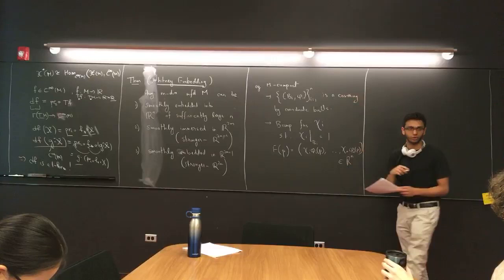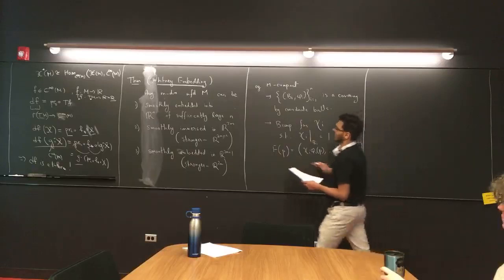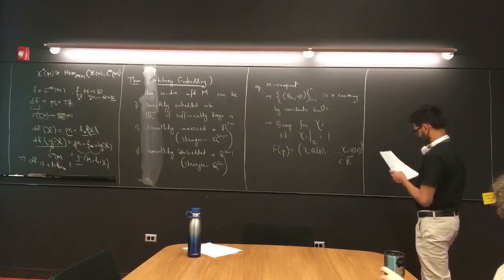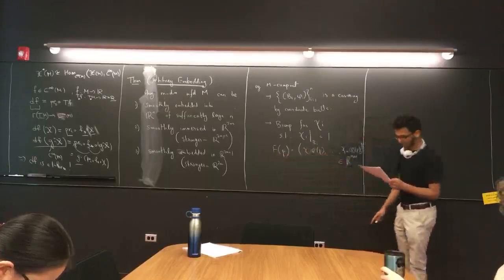This doesn't show that the number of coordinate balls is going to be at least 2m, but this shows an example of the first statement. Oh, sorry, the dimension of that thing is Rn. Right. And one can check that this function f is a smooth immersion, and because M is a compact manifold, a smooth immersion is a smooth embedding.